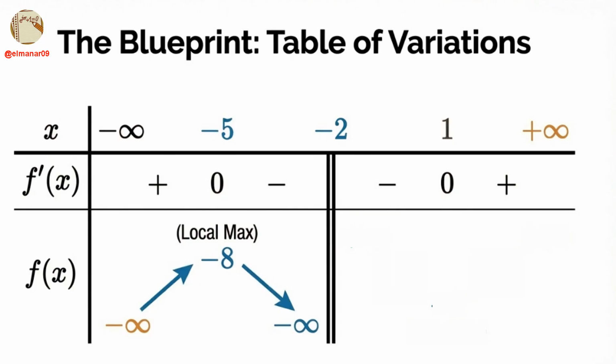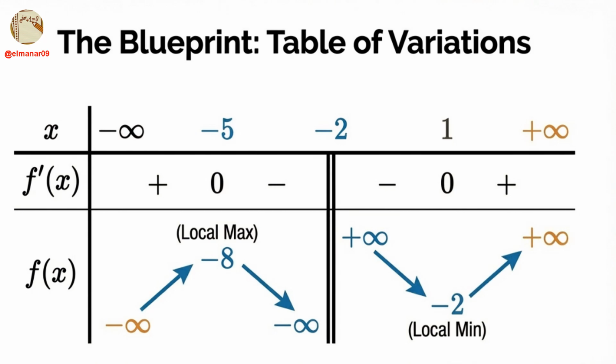But wait, there's more. On the other side of that double line, we start fresh at plus infinity. The derivative is negative, minus, so we are dropping fast. At x equals 1, the derivative hits 0 again, another flat spot. Look at the value, minus 2. Since we were going down and now we're about to go up, this point is our local minimum. It's the bottom of the valley. Finally, from 1 to plus infinity, the derivative is positive again. We're back on the rise, heading straight for the clouds at plus infinity.